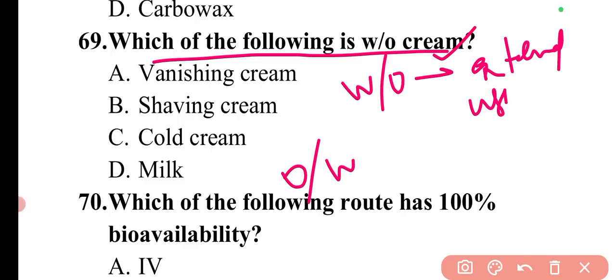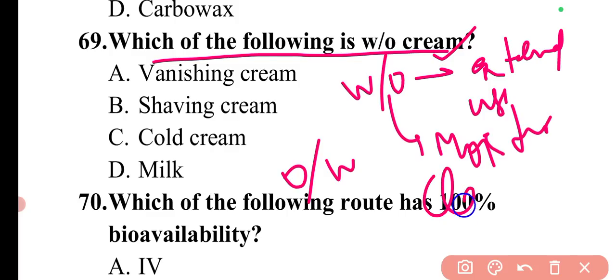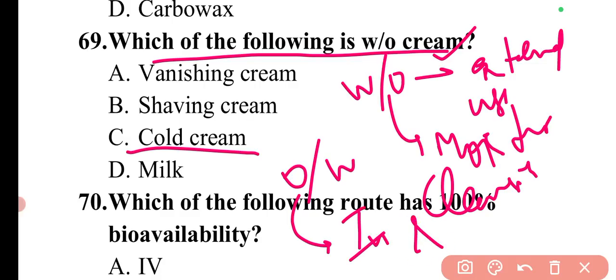Here you can find different examples, like moisturizing creams, cleansing creams, and cold creams. These all are the types of water in oil emulsion creams. Next is oil in water emulsion creams. These can be used internally as well as externally, and the examples include milk, shaving creams, and vanishing creams. So these examples you can remember. The question has been previously asked this way.